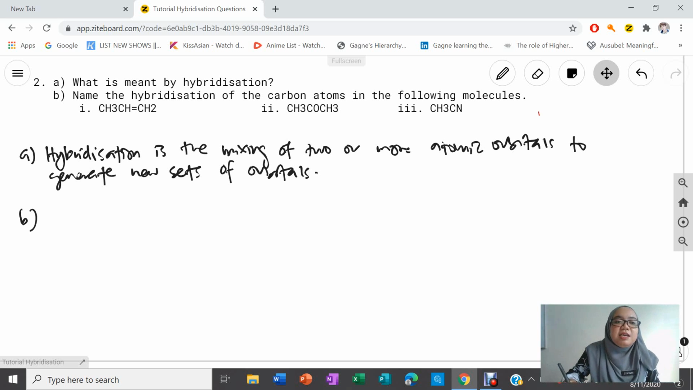Now let us see question 2b. It asks us to name the hybridization of the carbon atoms in the following molecules. So we have to give the hybridization state for all the carbon atoms in the molecule. So for question number B, 1.